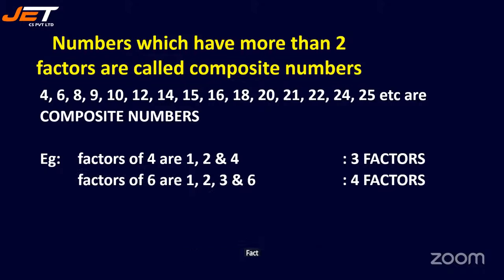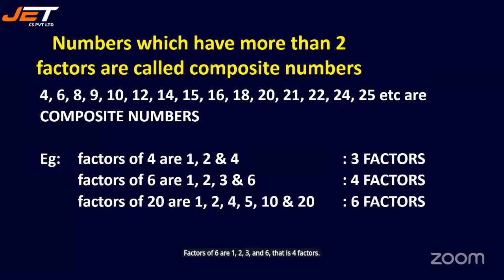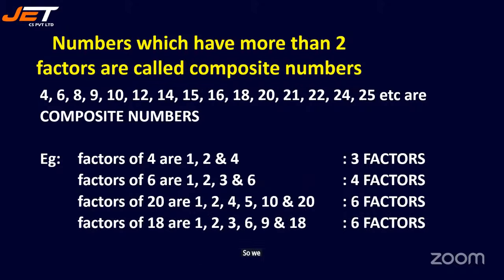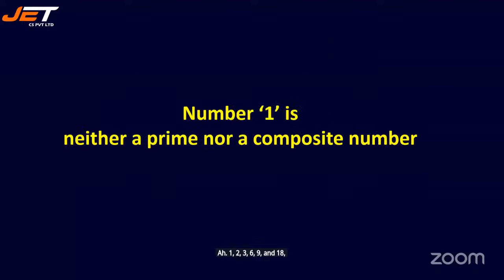Factors of 6 are 1, 2, 3, and 6, that is 4 factors. Factors of 20 are 1, 2, 4, 5, 10, 20. So we have 6 factors. Factors of 18 are 1, 2, 3, 6, 9, and 18, where you have 6 factors.